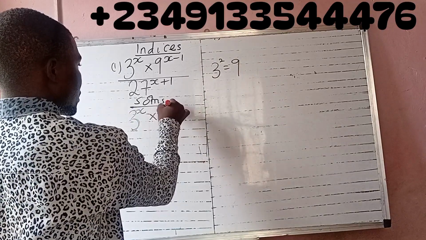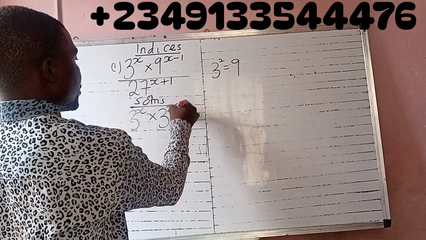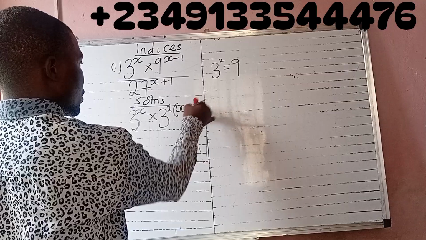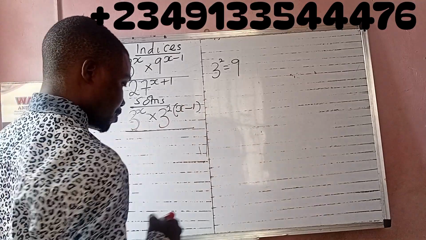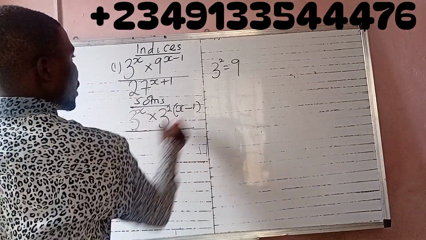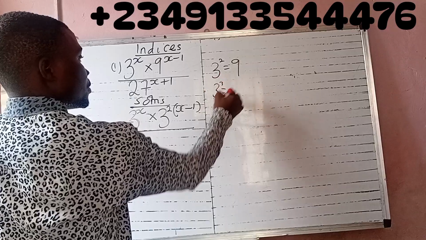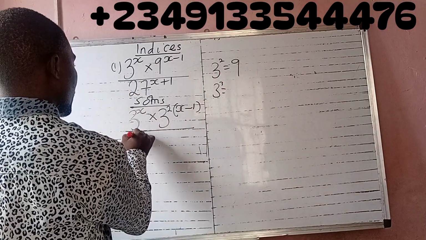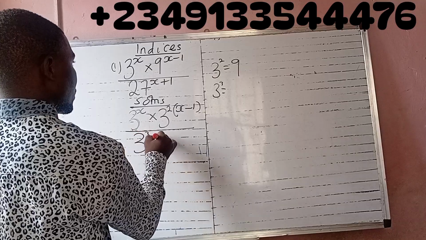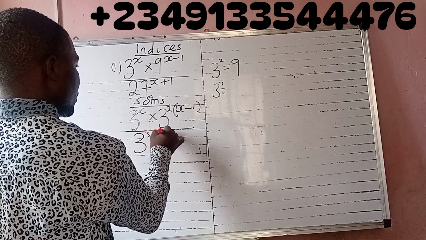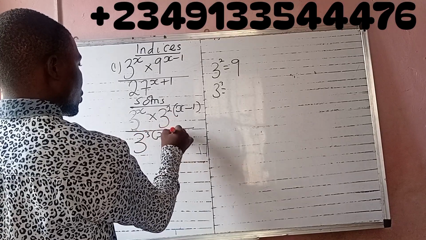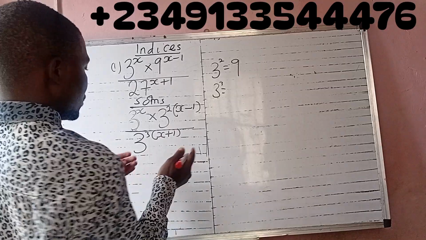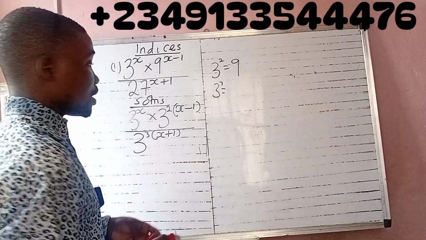We write 3 squared, then we put the power back, x minus 1, over 27, which can be written as 3 raised to the power 3, because 3 times 3 is 9, 9 times 3 we have 27. So we can replace it with 3 cubed, with x plus 1 as the power. Now it looks easier to solve.